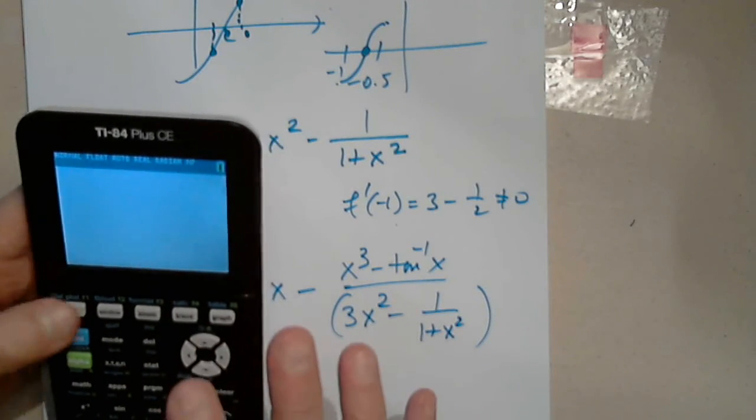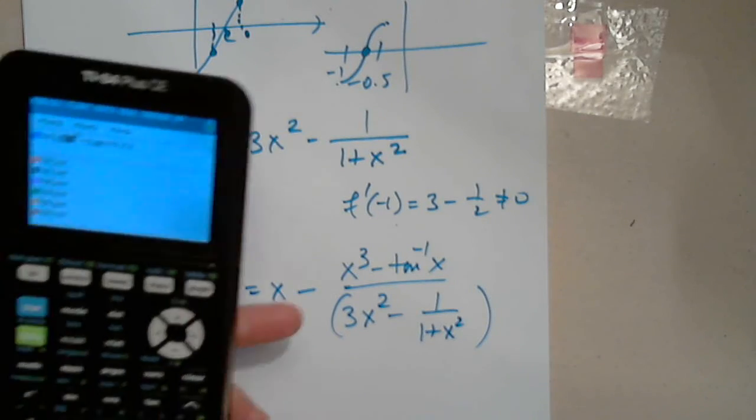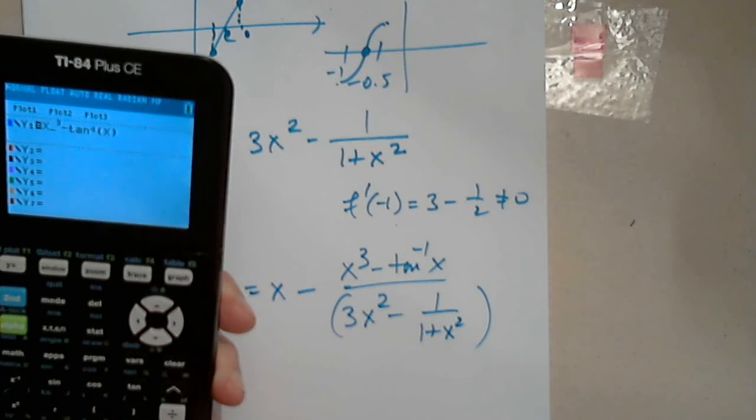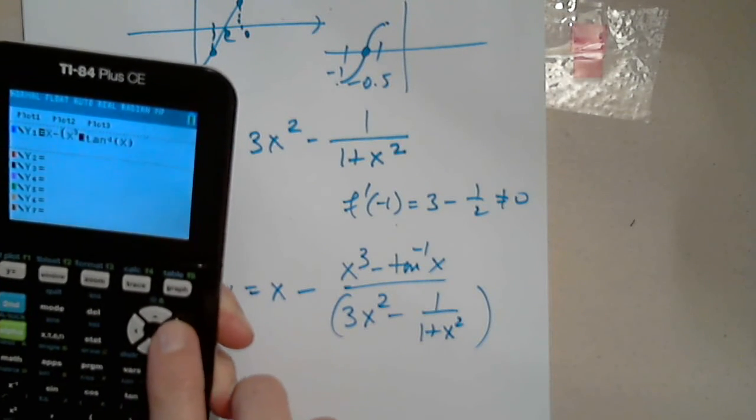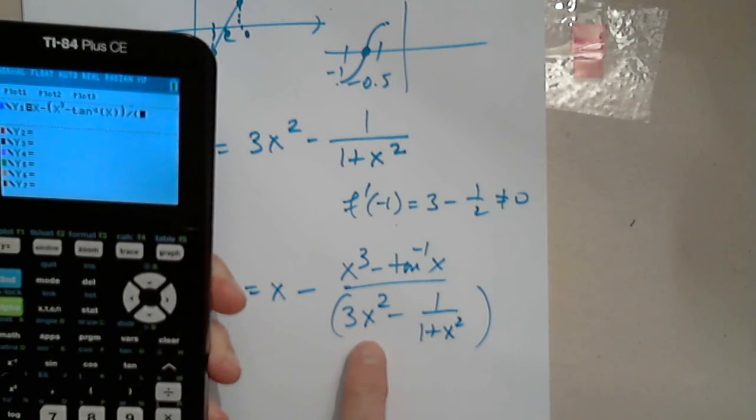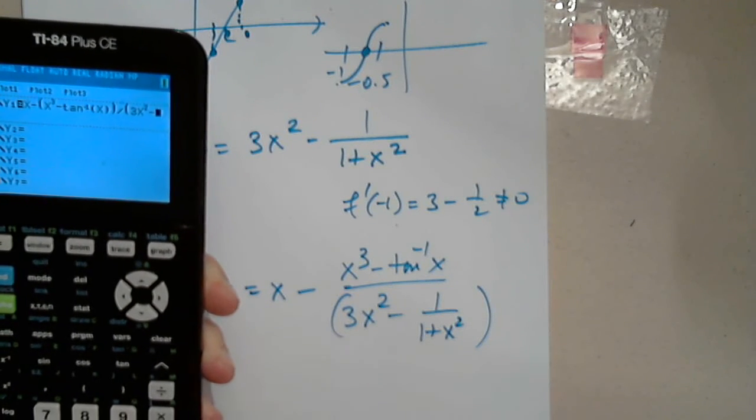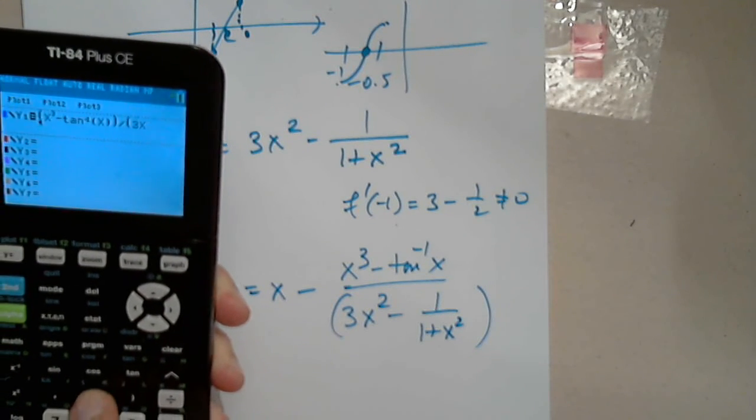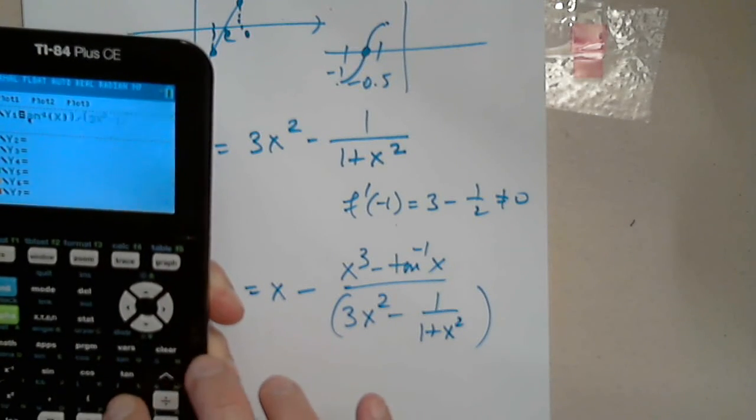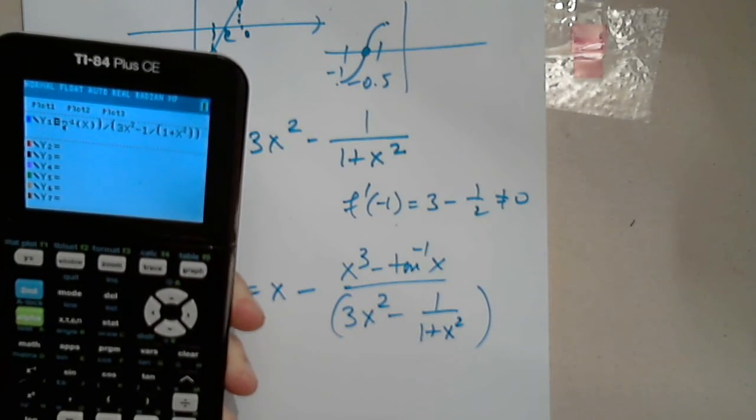In y equals, do not delete what you have, because we still have to put it in again. So just insert x minus and left parenthesis, go all the way, close the parenthesis, and divide in parentheses by 3x squared and minus 1 divided by parentheses, mandatory for the denominator, 1 plus x squared, unless you have a super sophisticated calculator, and then outside close the parenthesis.